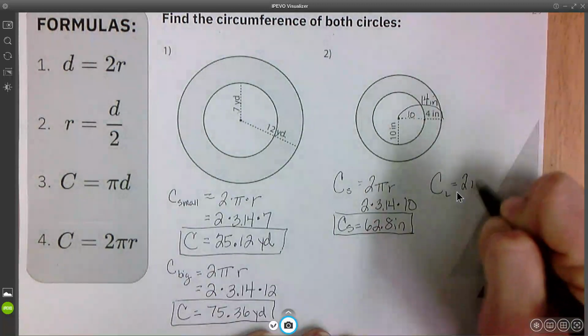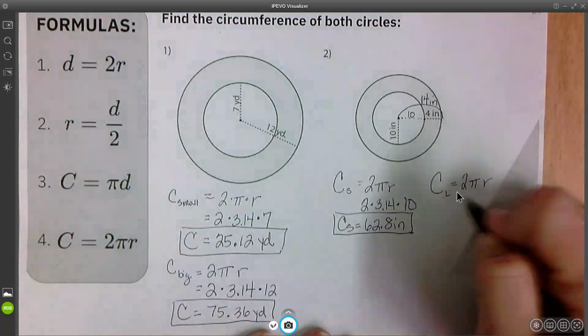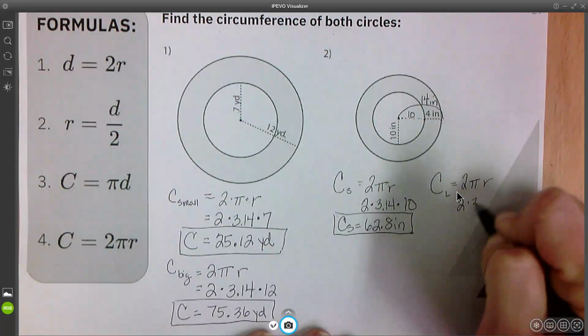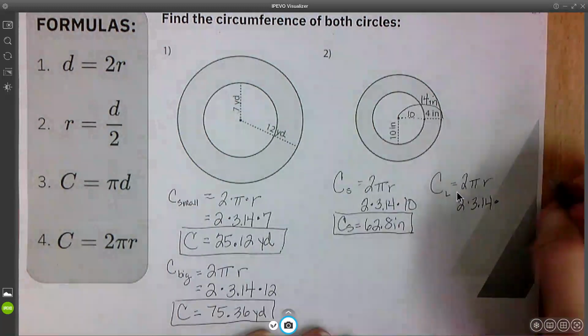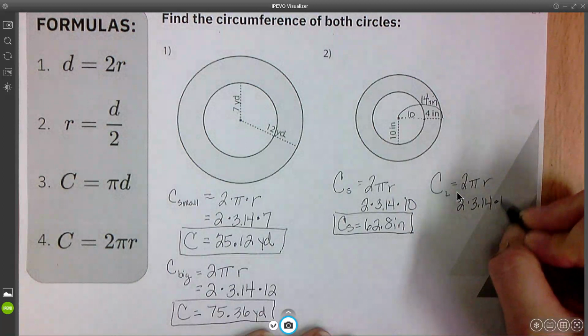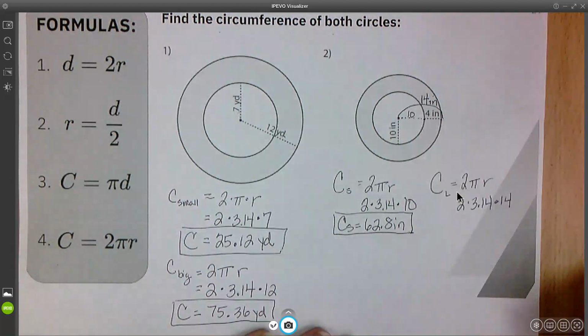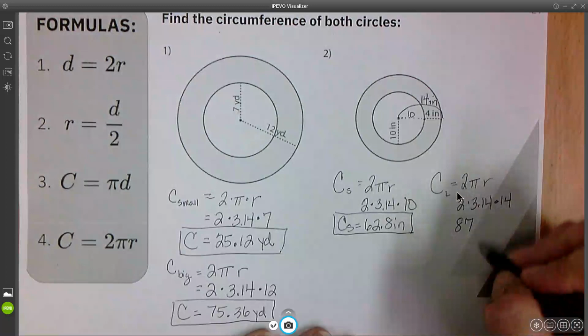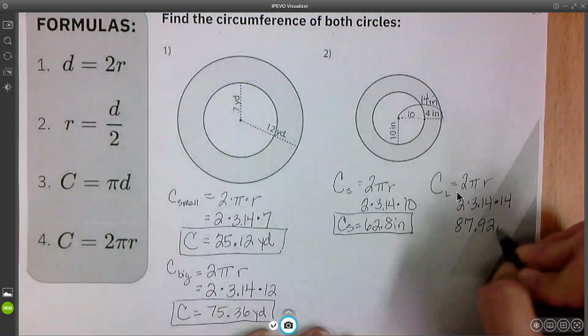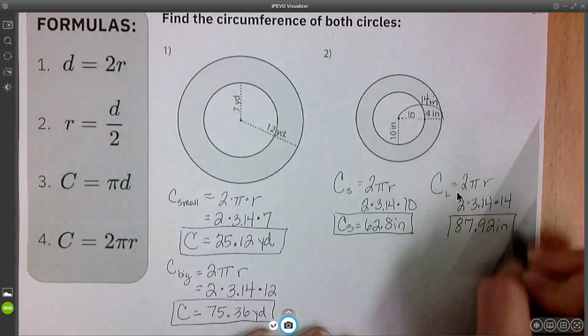So again, it's still radius, so it's 2 times pi times the radius. Substitute it in, 2 times 3.14, or you could use 22 over 7 because 14 is a multiple of 7. But I'm going to just use pi. Plug in 14, multiply it all together, and I get 87.92 inches for the circumference of the larger circle.